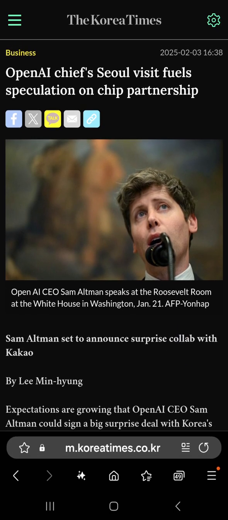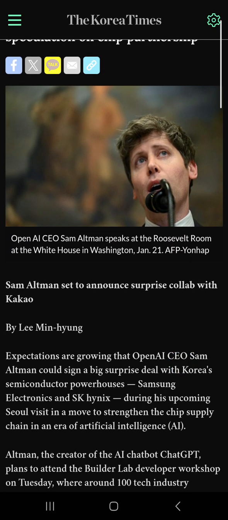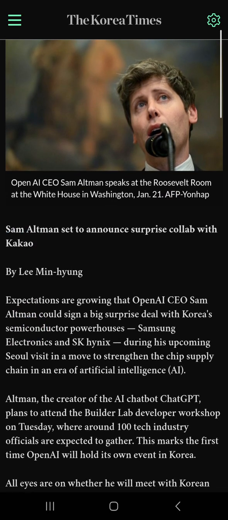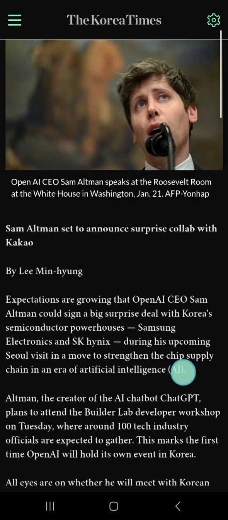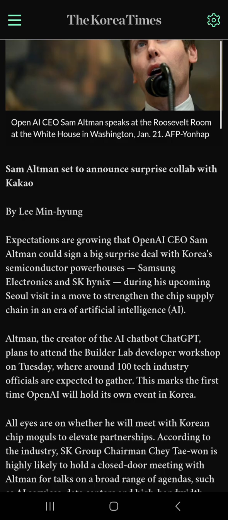OpenAI chiefs' meeting with Fujitsu fueled speculation on a chip partnership. OpenAI CEO Sam Altman speaks at the Roosevelt Room at the White House in Washington, January 21st, AFP and Yonhap. Sam Altman is set to announce a surprise collab with Kakao. Expectations are growing that OpenAI CEO Sam Altman could sign a big surprise deal with Korean semiconductor powerhouses Samsung Electronics and SK Hynix during his upcoming Seoul visit, in a move to strengthen the chip supply chain in an era of artificial intelligence (AI).